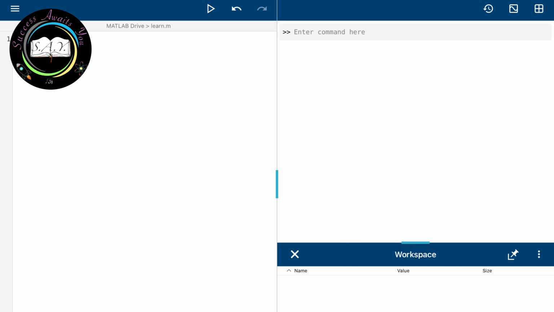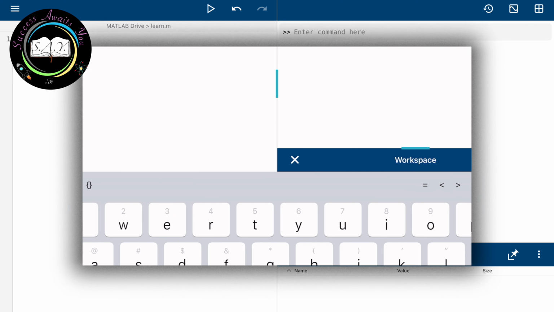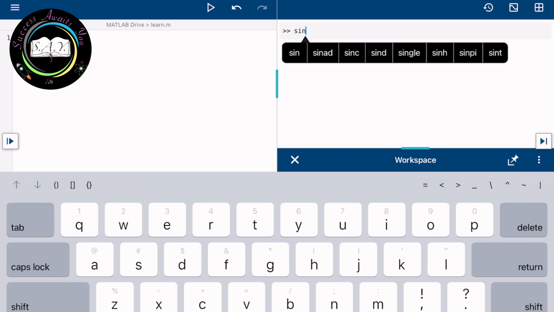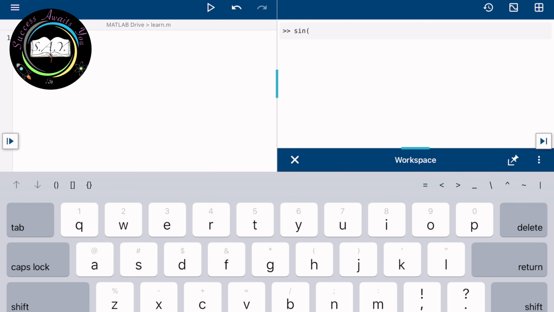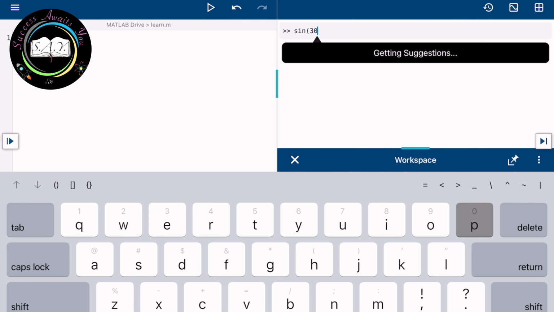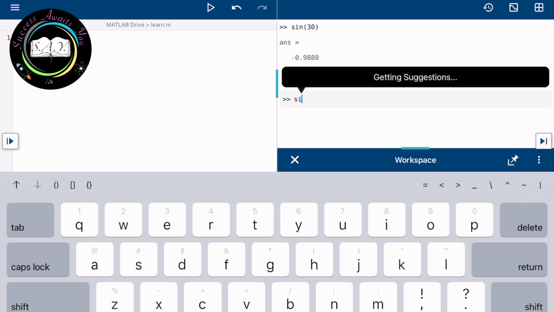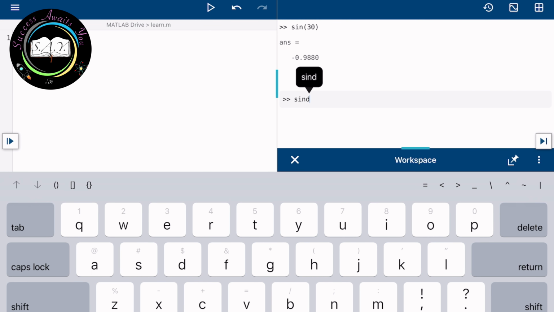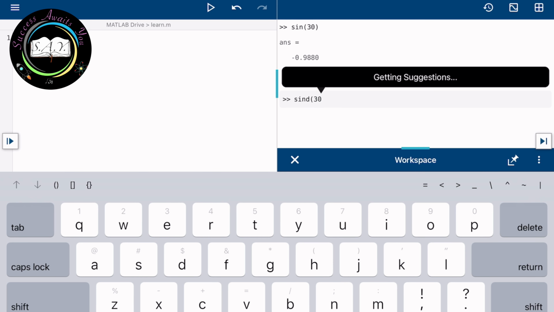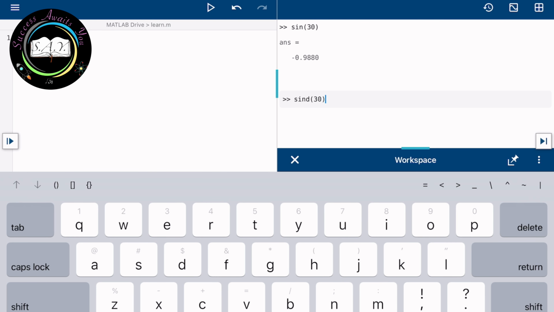So without further ado, let's start. Our first command is use of trigonometric identities. Let's type sine 30 degrees and see the answer. As we know that sine 30 equals 0.5, but the default setting of MATLAB is in radians, so the answer it provides us is negative 0.988 radians. To get the answer in degrees, we have to write d with sine, that is sind(30). Now, the answer we get is 0.5.